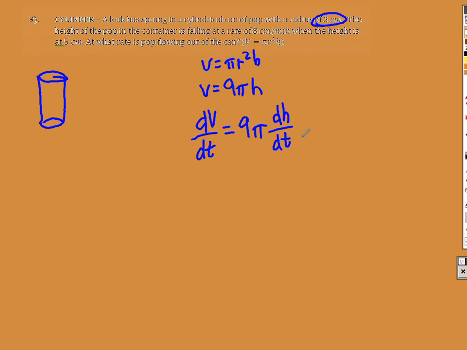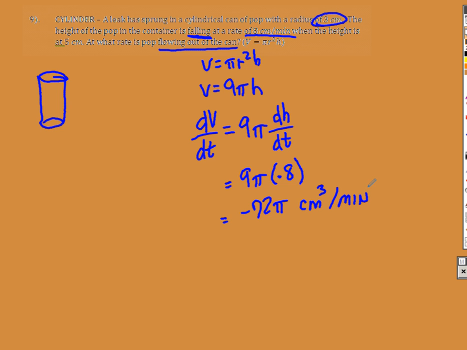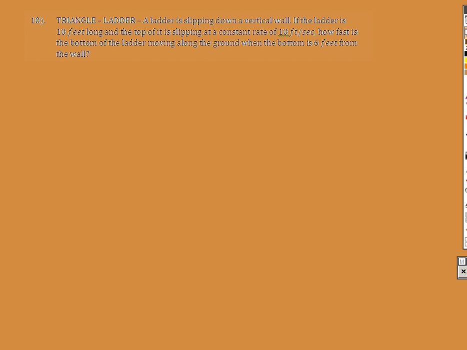So this one should be pretty simple. At what rate is pop flowing out of the can? That's what we want to know. That's a volume. So what else do we know? Well, we have no place to plug in a height. We don't have a radius, so we don't even have to worry about that. Just what the change in height is. It's falling, so it will be negative at a rate of 8 centimeters per minute. So negative 8 there for this one. So that means that dv dt is going to be negative 72 pi, my unit, centimeters cubed per minute, volume per time.